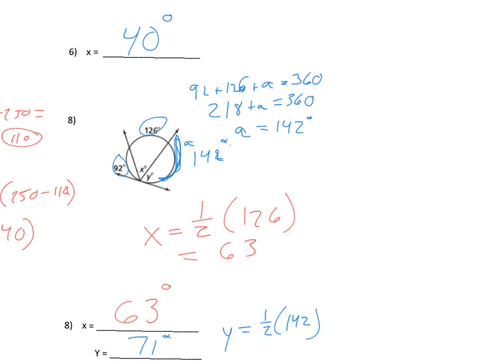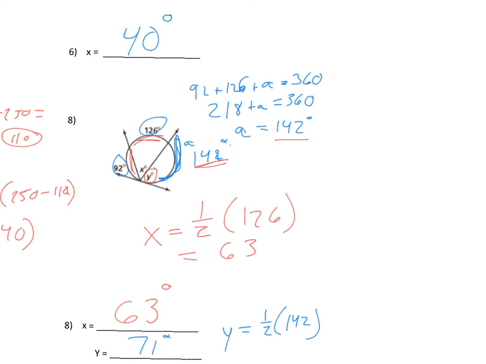Last but not least, x was pretty easy to solve. X is just half of 126, so x was 63. Where you had to think a little bit on this one was how to solve for y. In order to get y, there were actually 2 methods that you could have used. The one that I used was, I know a whole circle is 360, so I added the 2 arcs that I knew together, subtracted from 360, I was left with 142. So a equaled 142. And y was simply just half of 142, or 71 degrees.